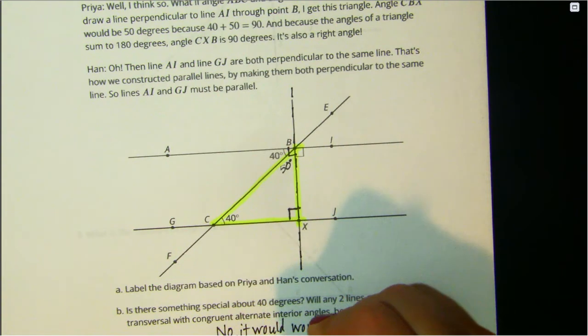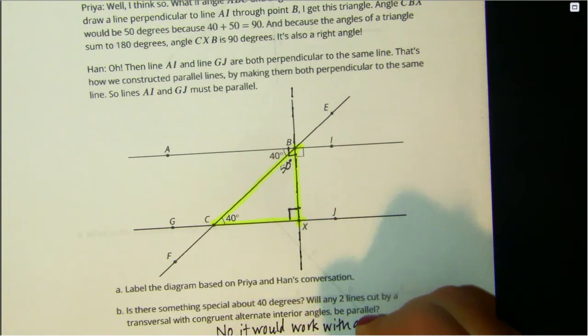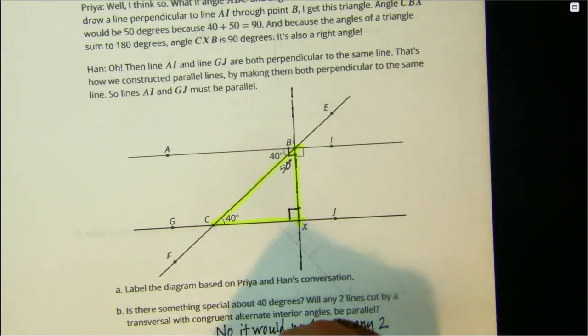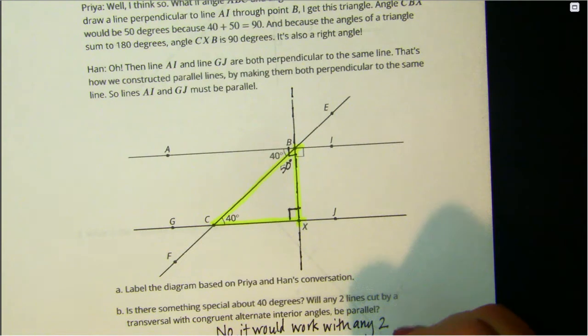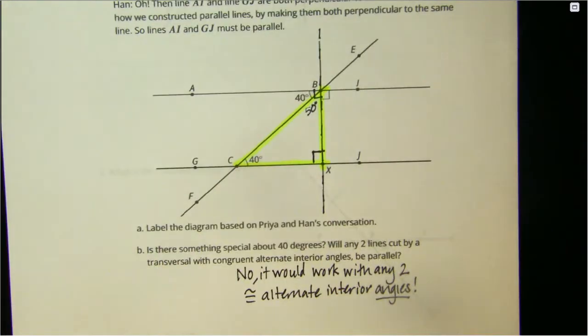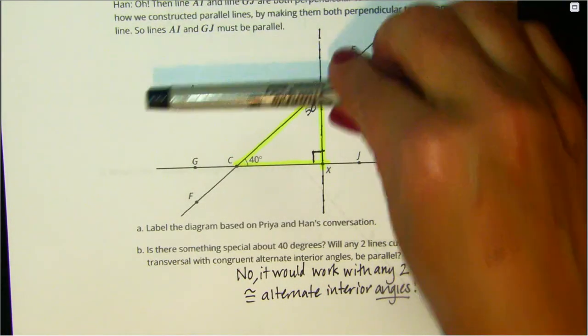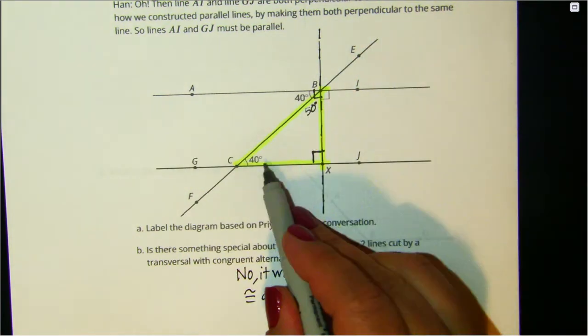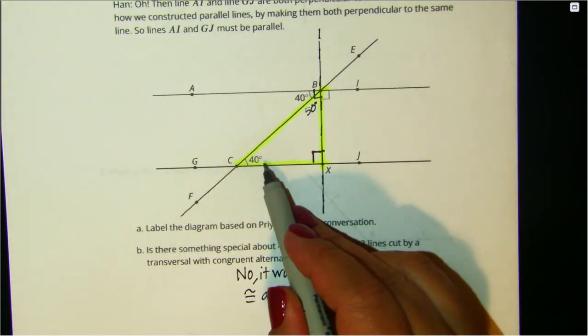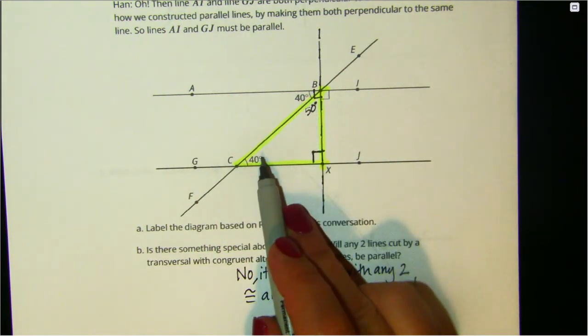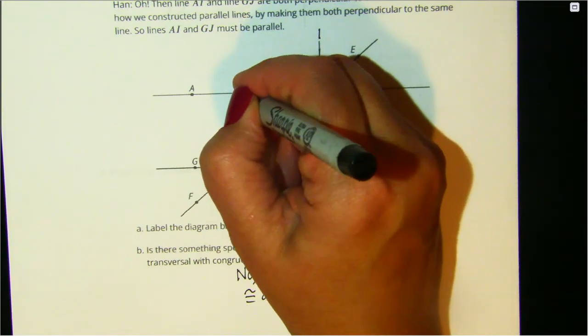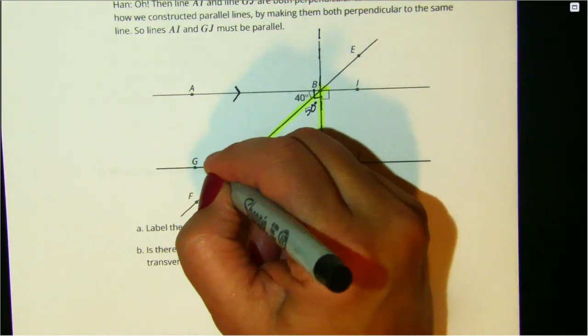It would work with any two congruent alternate interior angles. Okay? But the big idea is here, if you have parallel lines, you automatically know that alternate interior angles are congruent. But now we can conclude the reverse. If somebody tells you that alternate interior angles are congruent, then you can conclude that these two lines are parallel.